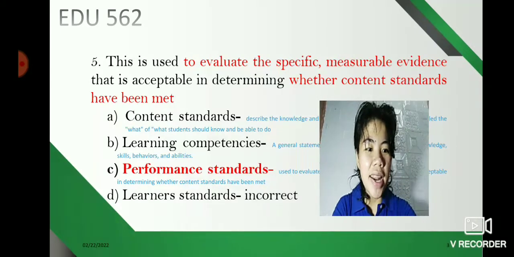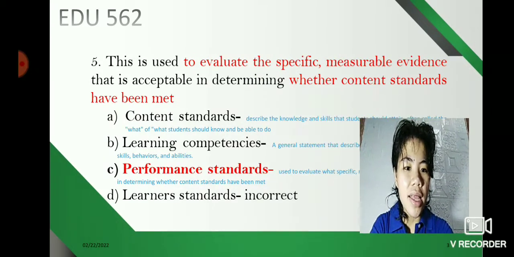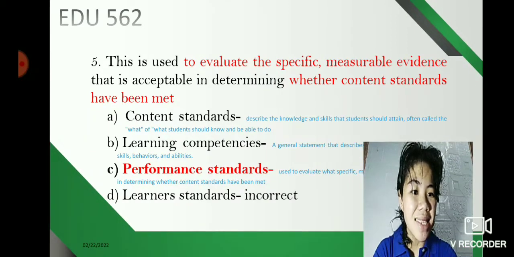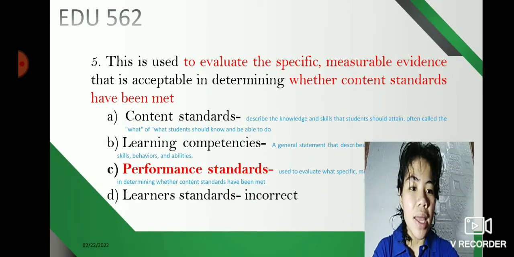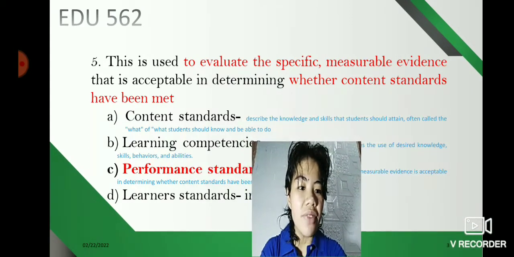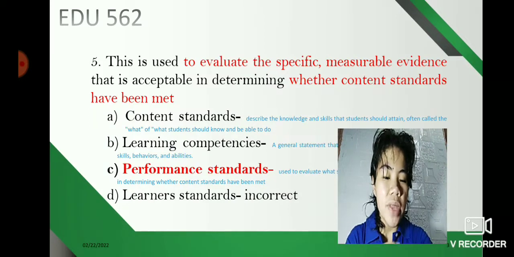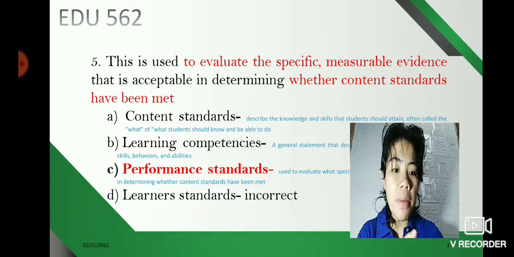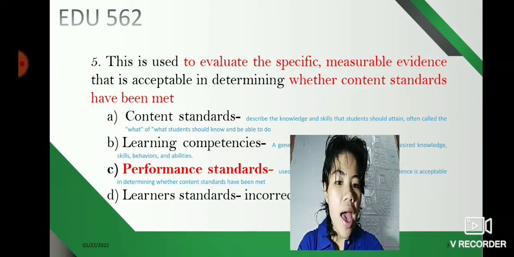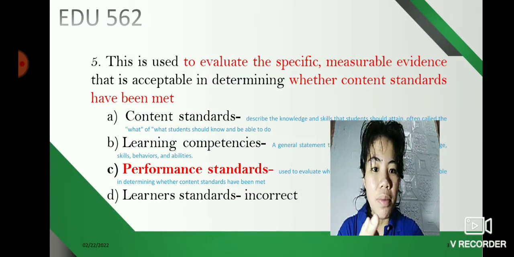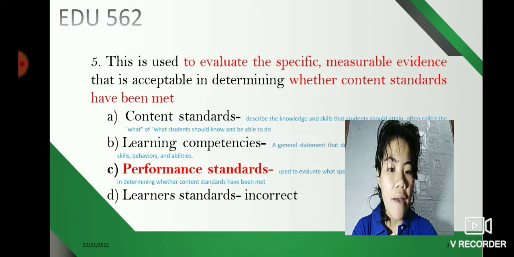Because the content standard only describes the knowledge and skills that students should attain, often called what students should know and be able to do. While the learning competencies is a general statement that describes the uses of desired knowledge, skills, behavior, and abilities. While the performance standard is used to evaluate what specific, measurable evidence is acceptable in determining whether the content standard have been met. So the answer is the performance standard.